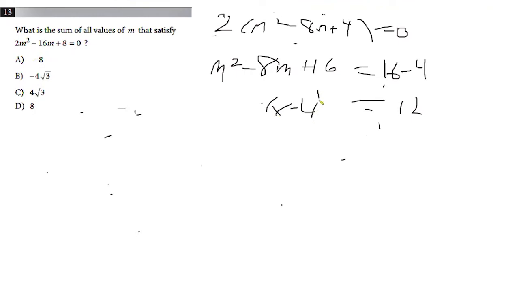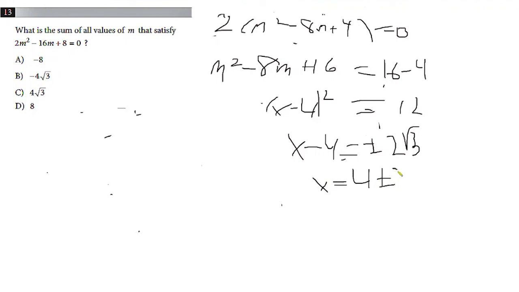This is a perfect square. Again, you'd be the half of that 8, and then we take the square root of both sides, and we get x minus 4 equals plus or minus the square root of 12, which is 2 root 3. Square root of 4 is 2. And again, the radical stuff doesn't really matter. And we get 4 plus or minus 2 root 3.